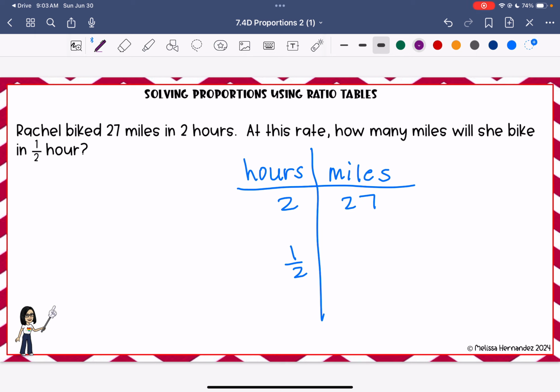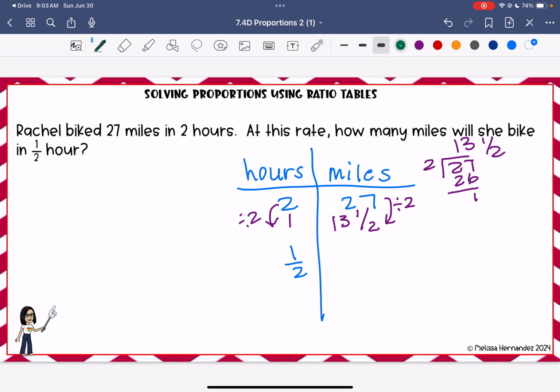So the first thing I'm going to do is I know half of 2 is 1, and so now I need to figure out what's half of 27. And that's 13 and a half. That'd be 13 and a half miles. And you have to remember, whatever you do to one side, you have to do to the other side so we can keep equivalent ratios.